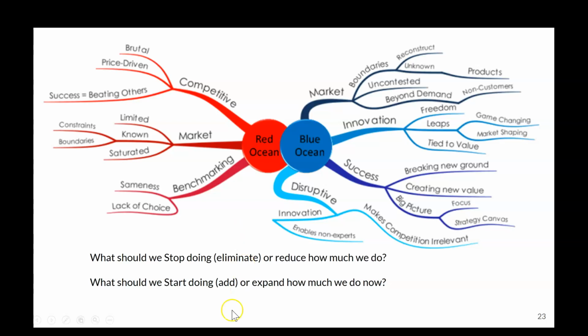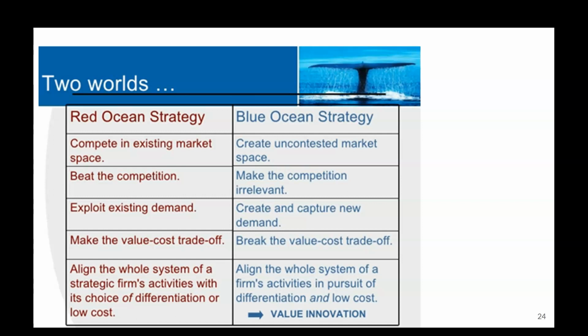And we ask things like, what will we stop doing? What would we eliminate completely or reduce how much we do? What could we start doing? Or expand and do more of it, at least if we're already doing some. And that's some of how you get a distinct blue ocean strategy. This just compares the two side by side.